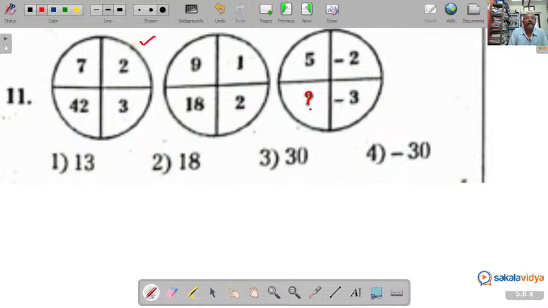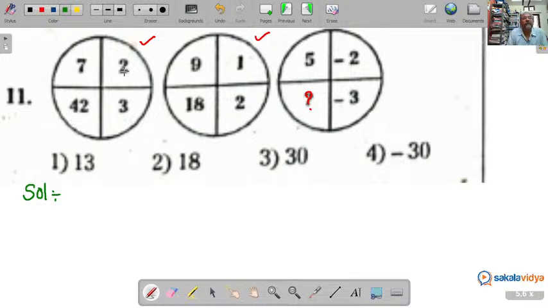From the first 2 figures we need to follow the rule. If you establish the rule, the same rule can be applied for the third figure also. So let us try to figure out the rule. First select the smallest numbers here. You need to apply addition, subtraction, multiplication, division, squares or cubes, and see how we can get the number 42 with the help of 7, 2, 3.